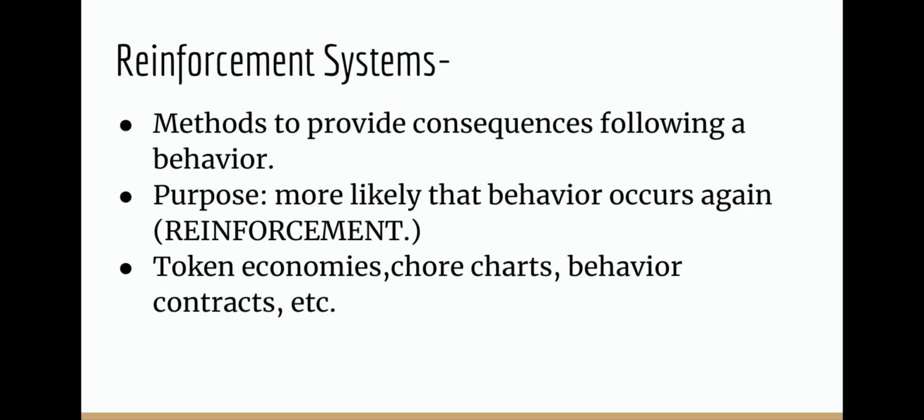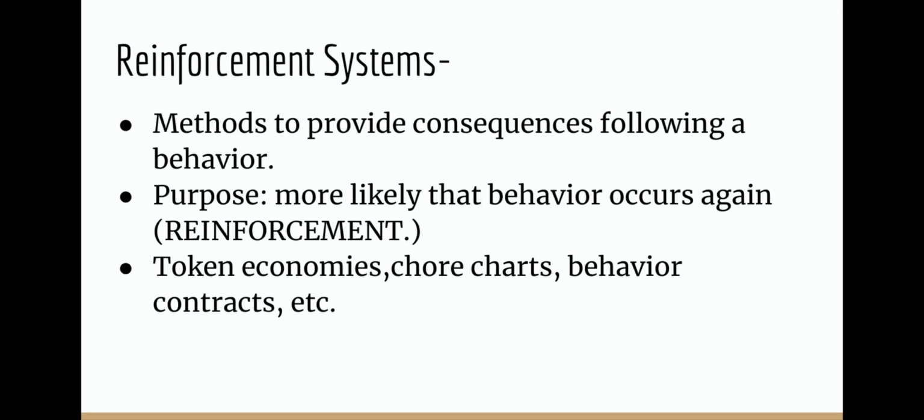So reinforcement systems are methods to provide consequences following particular behaviors. The purpose of these consequences is to make it more likely that the positive behaviors that your children have will occur again in the future. There's several examples of reinforcement systems, such as token economies, behavior contracts, and chore charts. And I'm just going to review some of them today.